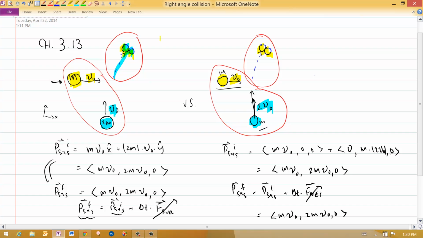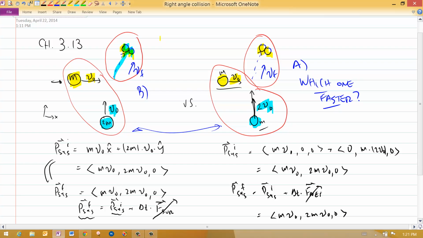The thing we'll talk about in online office hours is which one is going faster. Which of these wrecks, so here is v final for case A, here is v final for case B, which wreck is going faster? It has got to have the same momentum. Maybe it has the same velocity, but think about how momentum and velocity are related. It's related by the total mass of the system. Is the mass of the system the same in both of these cases? That's the thing that we'll be talking about.